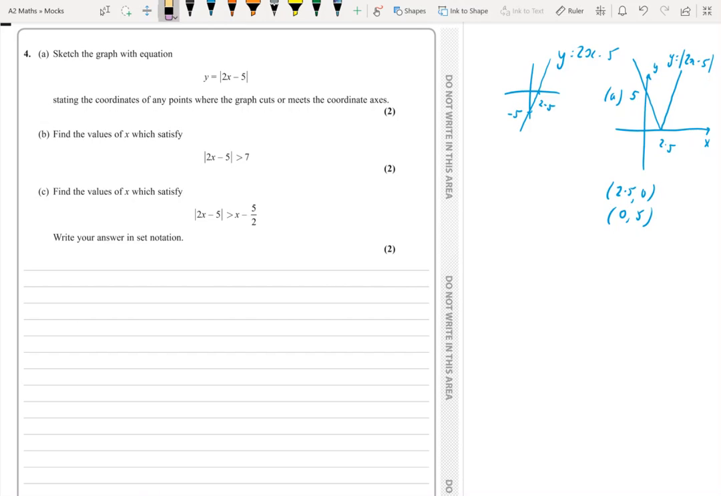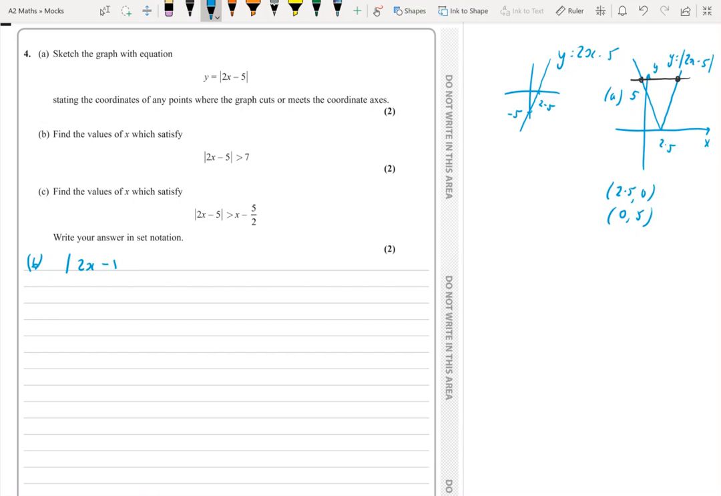greater than 7. So I'm going to draw a line across the graph at a height of 7. And we're asked, when is our modulus graph greater than 7? So when is it above this line? And we can see there are 2 points of intersection. We have to do a little bit of algebra to find those. So for part B, we're going to start with some algebra. I'm going to treat it as an equation to start with.